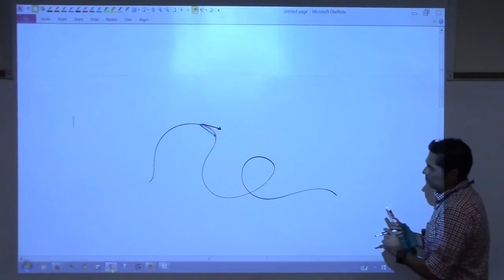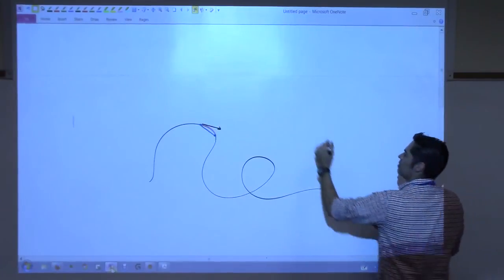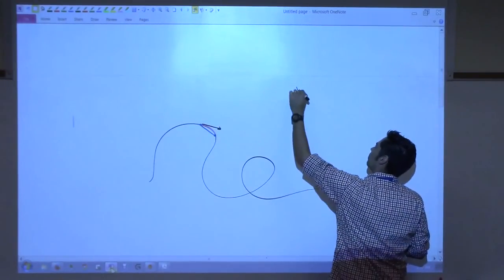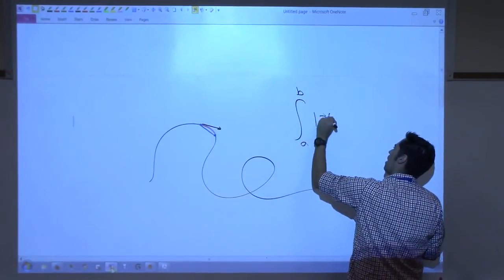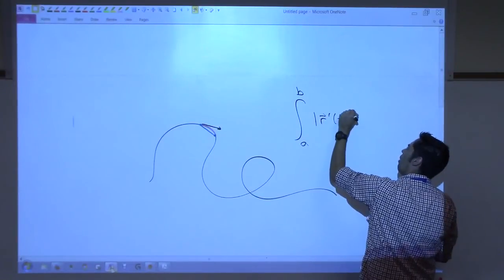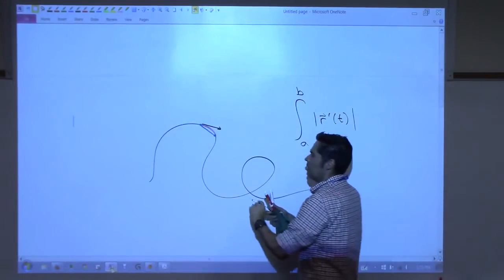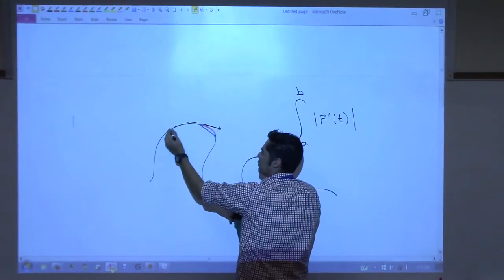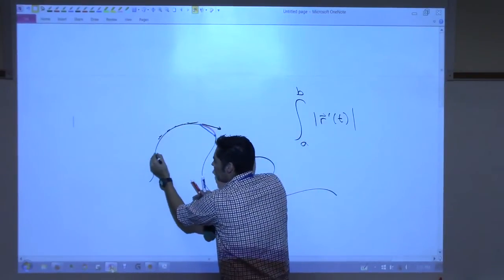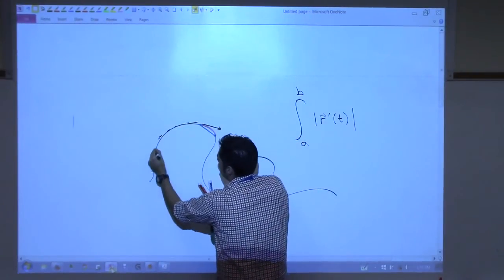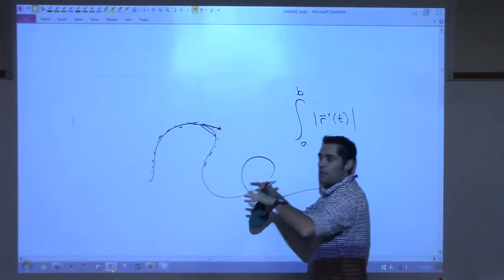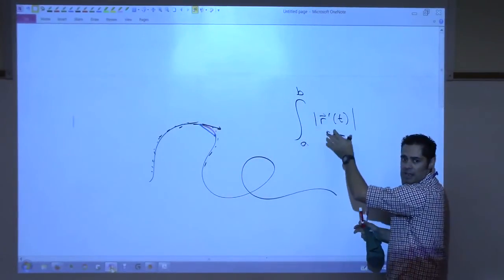So essentially this integral is saying we're going to take all the little lengths of all of these little tangents on an infinitesimally small little interval. We're going to take all the little lengths of all these little tangents and we're going to add them up. That's what the integral does. It adds them up, right?